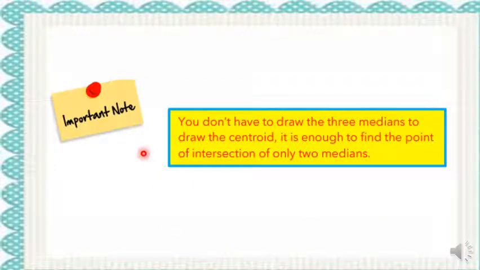Pay attention. You don't have to draw the three medians to draw the centroid. It's enough to draw just two correct medians to find this point of intersection. Okay?